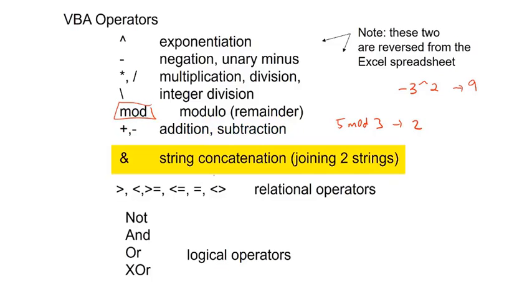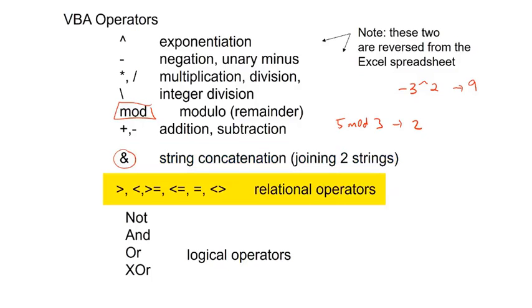If you're joining two strings or a string with a number, you can use the ampersand, which is this symbol, and that's joining two strings or joining a string and a number. It's used a lot in message boxes and input boxes. Relational operators, we have greater than, less than, greater than or equal to, less than or equal to, equal, and this is not equal to, so this is the equivalent of the not equal. We'll do some logical examples here in this course.